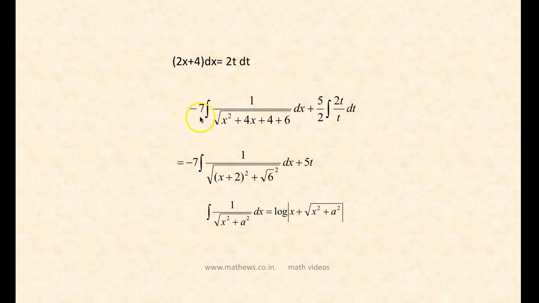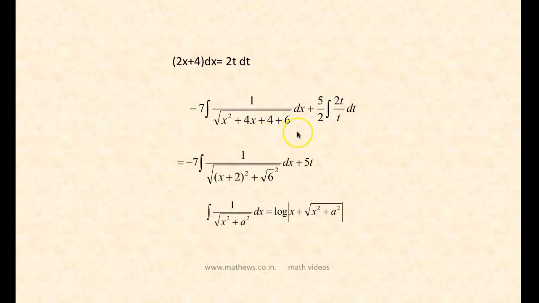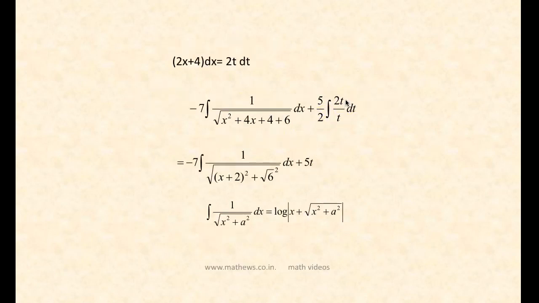So your integral becomes minus 7, integral 1 by, again to complete the square, coefficient of x is 4, divide by 2 which is 2, square of 2 which is 4, so you add 4 and going back you have 10 here, from 10 I am taking out 4, so I will write plus 6. And this integral becomes 5 by 2 integral 2x plus 4 dx is 2t dt by t. So the 2 cancels out and it becomes 5 integral dt, which is 5t. And this becomes integral 1 by root x plus 2 the whole squared plus root 6 squared.